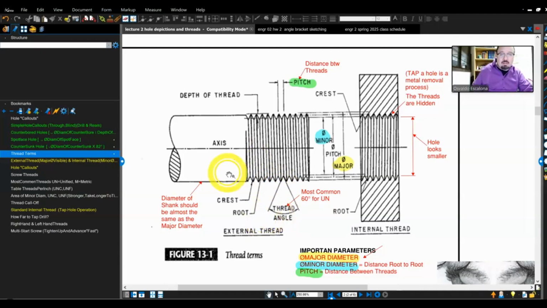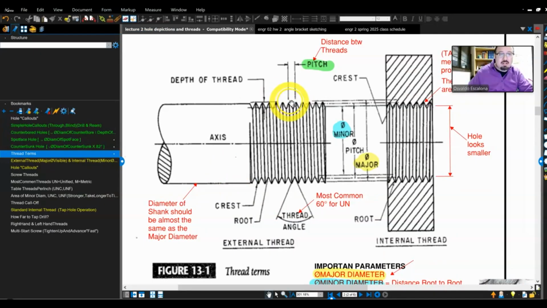Now, if you look at the bolt, the distance between crests we call the pitch. The crest is the little corner right there, and the root is what's inside. So the distance from one crest to the other crest is called the pitch. The thread angle, again, is Unified National, usually 60 degrees. The shank is the portion that doesn't have any threads.